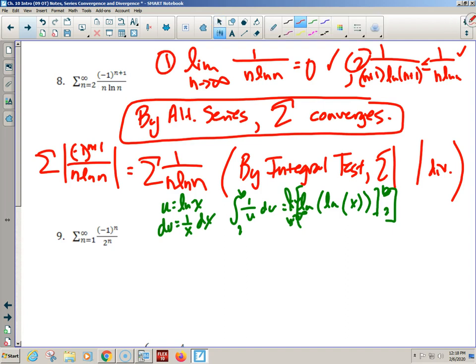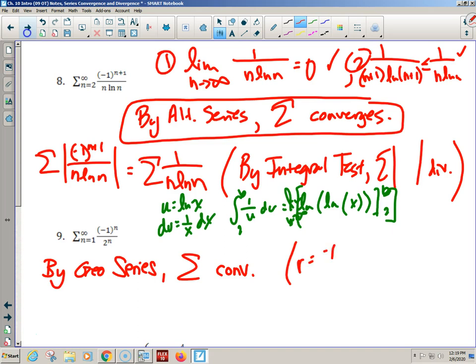Hey, this one's alternating, right? So what am I going to say if I geoseries, the series converges? Is it conditional? It's alternating. I thought we always had to use alternating. If r is less than... It's conditional.